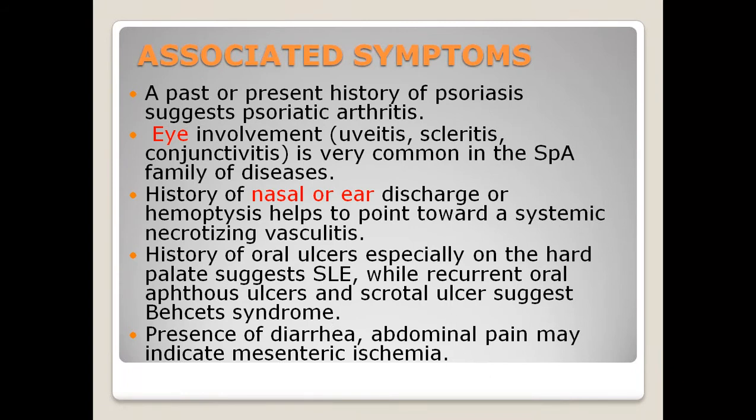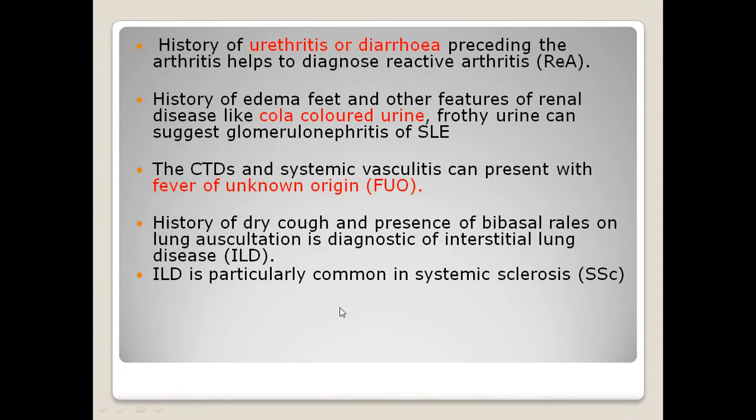In the presence of diarrhea, abdominal pain may indicate mesenteric ischemia. So the important point here is presence of oral ulcers is seen in both SLE and Behcet syndrome, but recurrent oral aphthous ulcers are most common in Behcet, and the presence of urethritis or diarrhea preceding the arthritis helps to diagnose reactive arthritis.